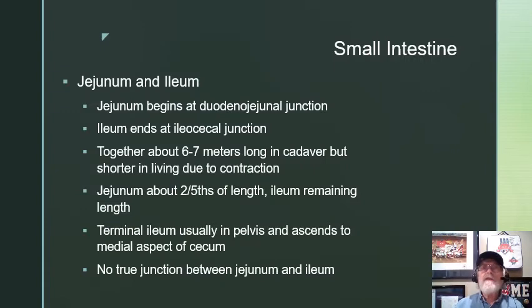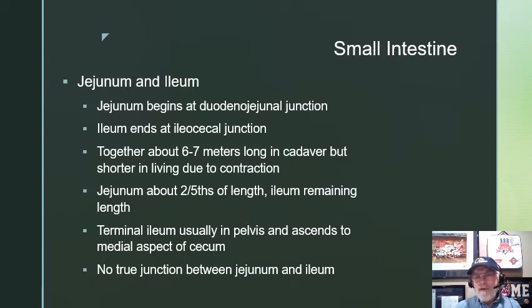Once I get past the duodenum, I get to the jejunum and the ileum. The jejunum begins just after that upside down V, that duodenal flexure, okay? Starts right there, which is the duodenojejunal junction. And then it continues on and ends at the ileocecal junction in the ileum, okay? It's about 6 to 7 meters long. So we're talking a long son of a gun. If it's 7 meters, we're talking 21 feet, 6 meters, 18 feet, somewhere in that rough range.